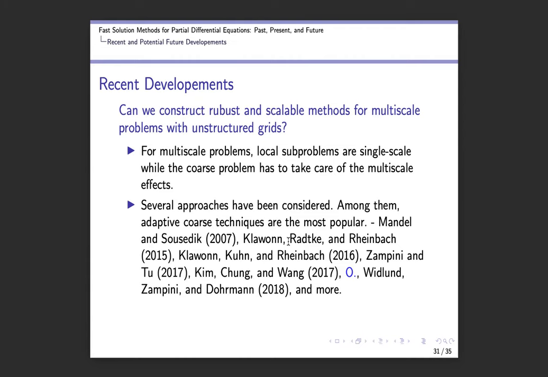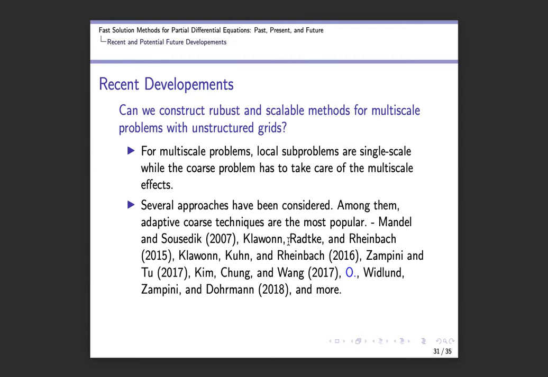Usually a generalized eigenvalue problem. So we consider eigenvalues and corresponding eigenvectors. Then there are some good part and bad part. So we keep the good part for the local solver, and for the bad part, we consider this one at the coarse solver.